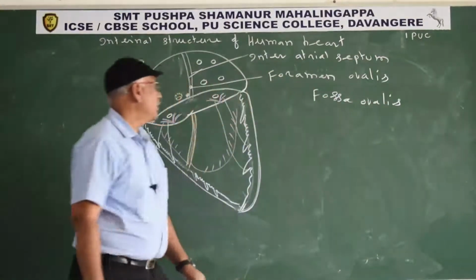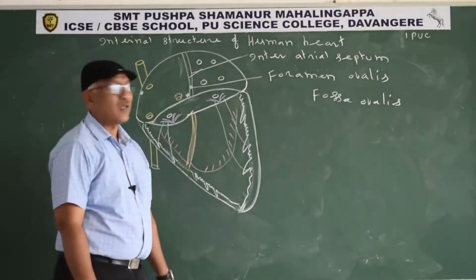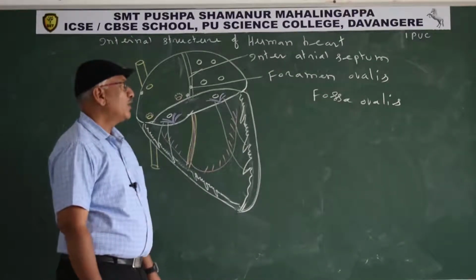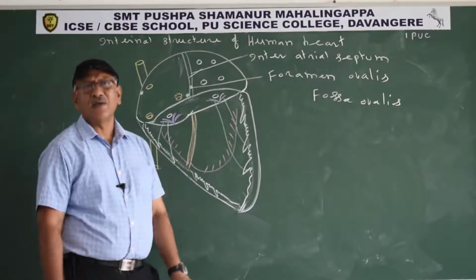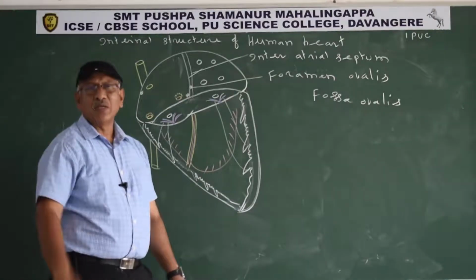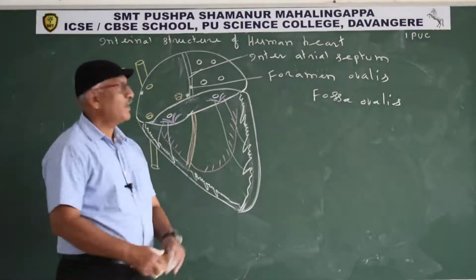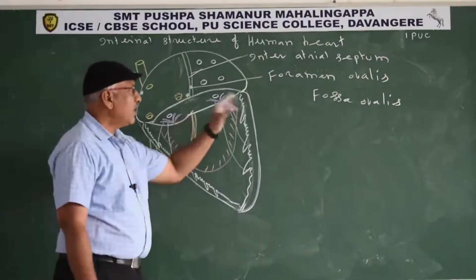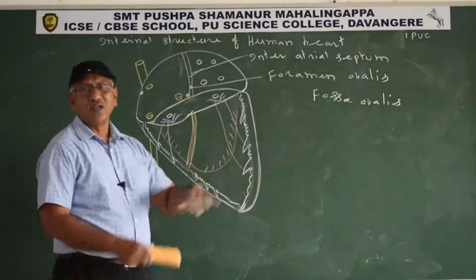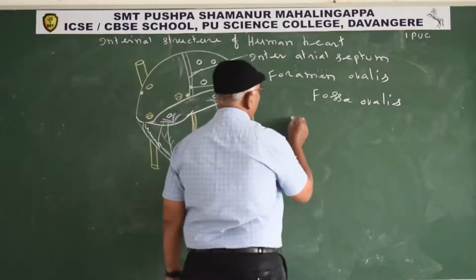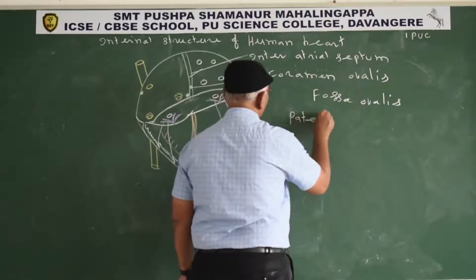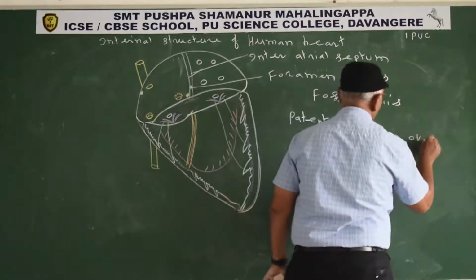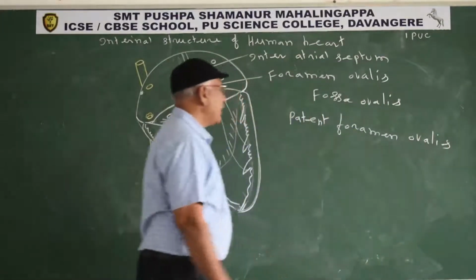But in some infants, the foramen ovalis is not completely converted into a thick circular patch, so part of it remains as an opening. Sometimes you may hear that some infants are born with a hole in the heart. That is nothing but the foramen ovalis not being completely closed. If the foramen ovalis is not completely converted into the fossa ovalis, this condition is known as patent foramen ovalis.